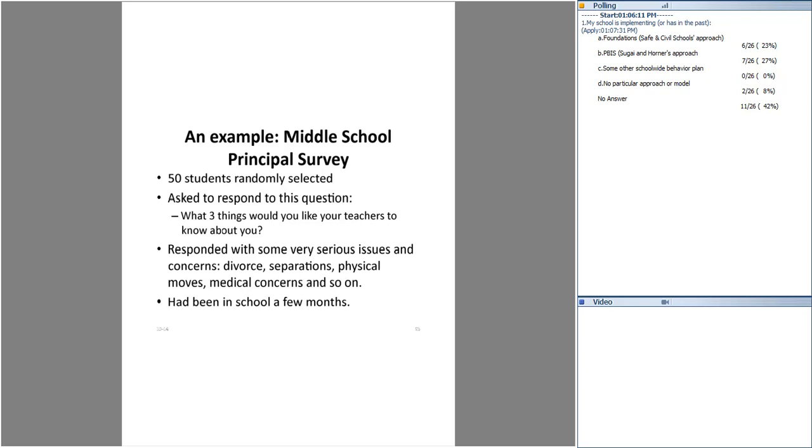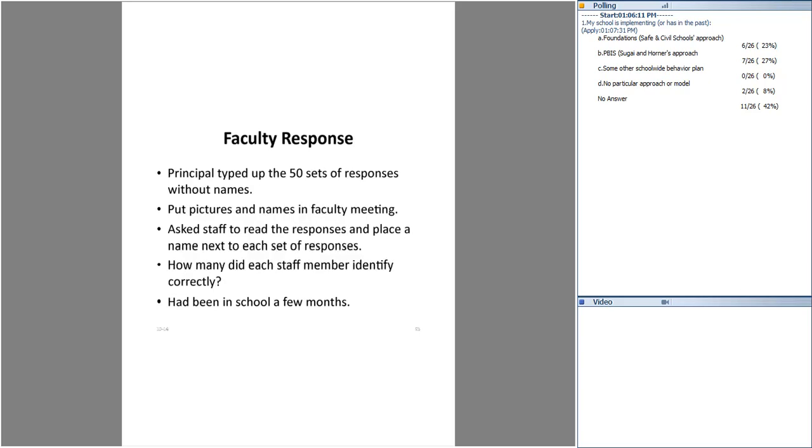He then typed up the 50 sets of responses. This is student 1, this is student 2, this is student 3, but without their names. He put the pictures and names in one column. He put the 50 sets of what would I want my teachers to know about me in another column, and he asked the teachers to match them up. He asked the staff to do this little matching exercise. I want you to reflect on how many do you think each staff member identified correctly? Just come up with your own mental guess.